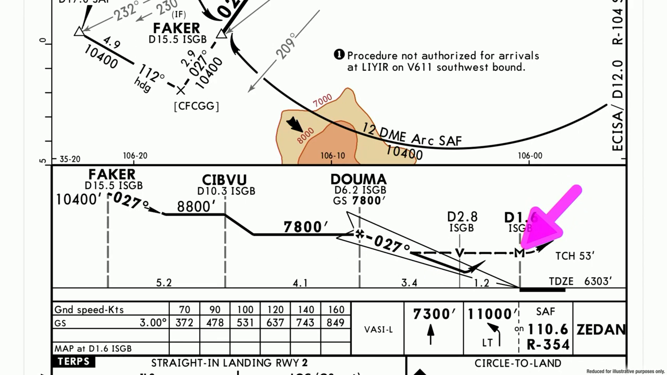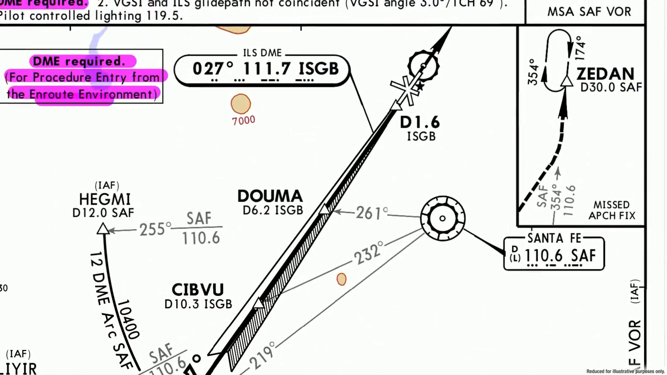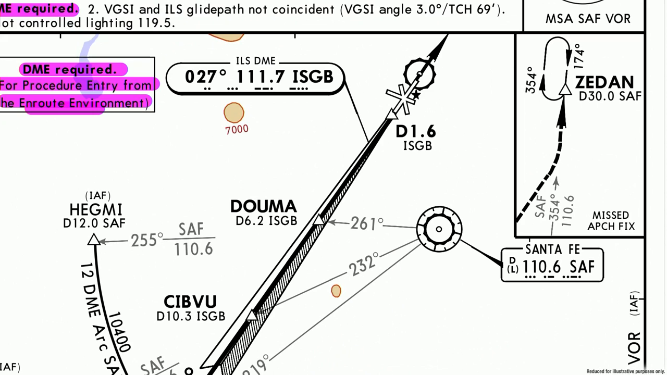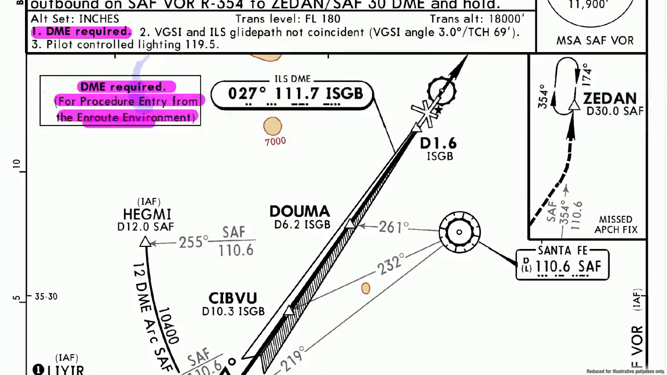So this published missed approach point here does not apply for an ILS. That is for LOC only. Okay, so in an ILS, I'm going to take it down to DA. At DA, I'm going to start my climb out. I never needed any sort of distance information here whatsoever, unless you look at our missed approach instructions. If you look at the ZDAN fix, okay, it's on the Santa Fe 354 degree radial, 30 DME from Santa Fe. The only way to identify the missed approach holding fix in this case is either to have an RNAV database and navigate it that way, or to have DME information. So that's why DME is required for the entire procedure.